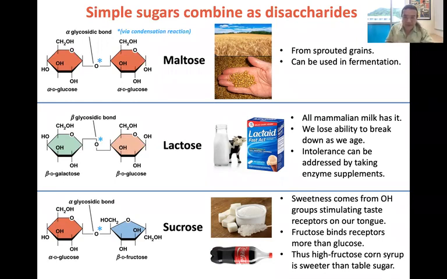So lactose then is a disaccharide that needs to be broken down in order to get things like the glucose out of it so that your body can use the glucose for energy. All mammalian milk has lactose in it. I think you're aware that some people, especially as adults, have trouble digesting lactose, right? And so that's why you need to take dietary supplements like Lactaid, right?